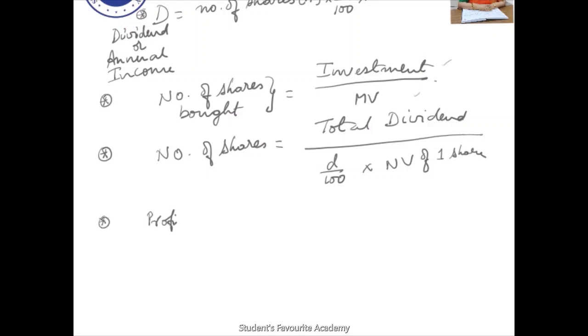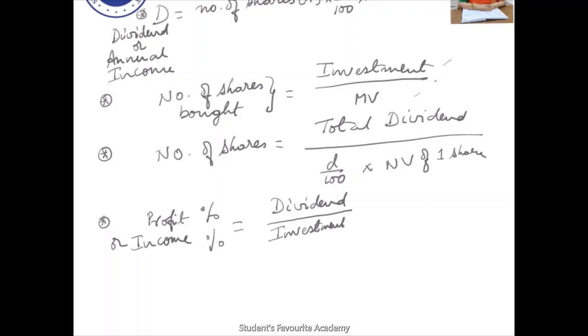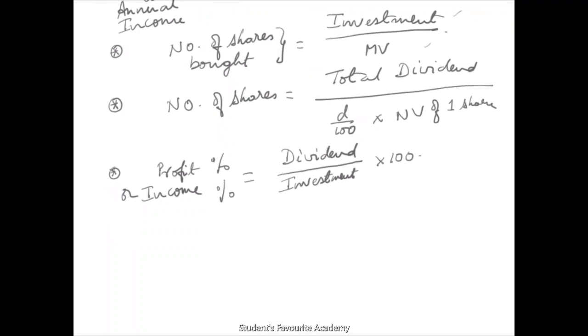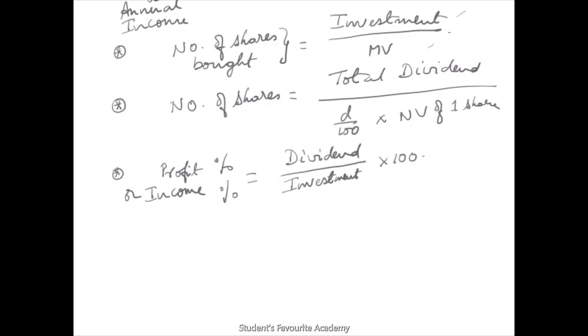Then we also learned that profit percent or income percent is equal to total dividend that is earned upon the investment into 100. This is similar to profit upon cost price into 100, which is the formula for profit percent, which you have learned in your smaller classes in the profit and loss chapter.